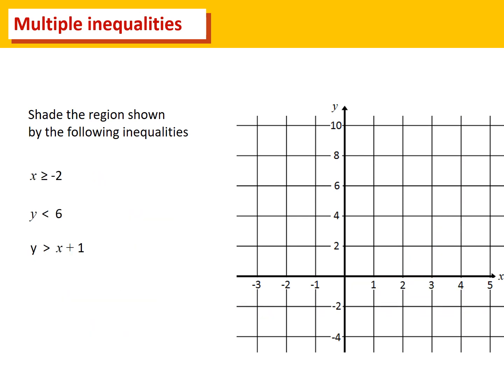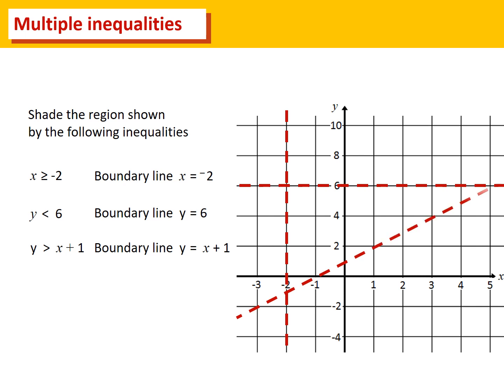Similarly, in example number 2, first boundary line is x equals -2, which is a vertical line, as you can see on the diagram. Our second boundary line is y equals 6, which is that horizontal line. And our final boundary line is y equals x plus 1, which is that line there. Once again, you can see the three boundary lines trap the region in the middle, so we shade that region.